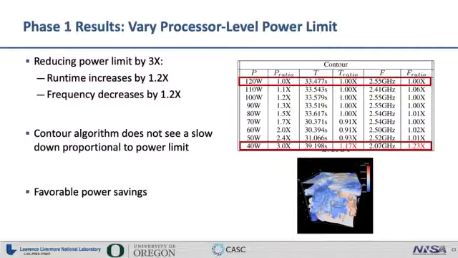But in this case, the contour algorithm only slows down by a factor of 1.2, while we slow down the processor power limit by a factor of 3. And we also see that the frequency slows down by the 1.2 factor as well. So by reducing the power limit by a factor of 3, we're able to achieve power savings without degrading performance.